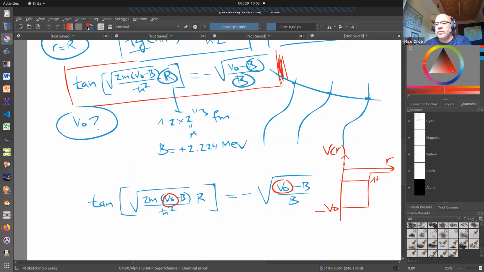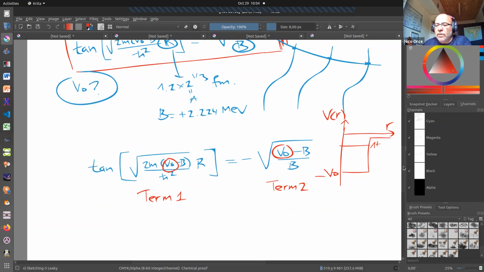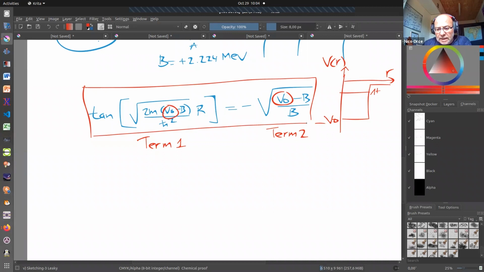So how do we solve this problem? This problem cannot be solved analytically, because basically we cannot take V naught out as a function of the others. We have one term here, let's call it term 1, and let's call this term 2. The way to solve this kind of equation is by using Excel or just writing a little code in Python where you are going to provide values of V naught, and you're going to have a term 1 and a term 2 here.